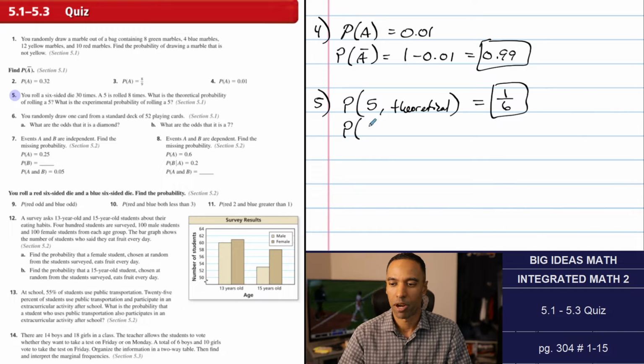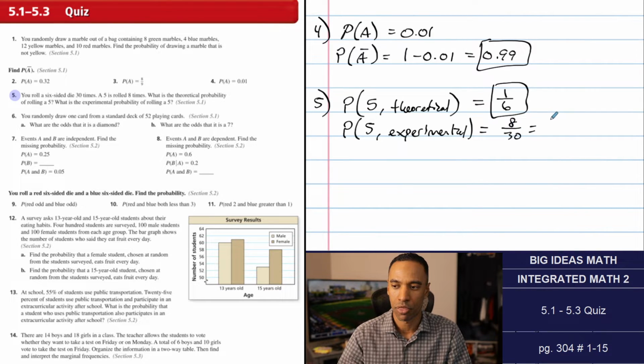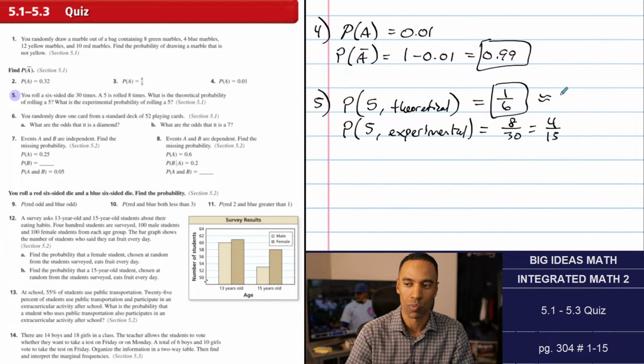What's the experimental probability of rolling a 5? That's after we did the experiment itself, and that rolled 8 times out of 30. Now, 8 times out of 30 is 4 out of 15. I feel like we want to do a nice direct comparison of these as well.